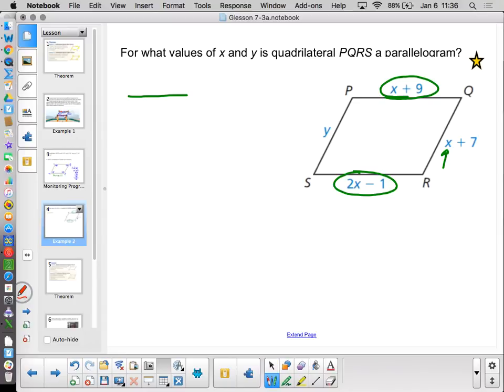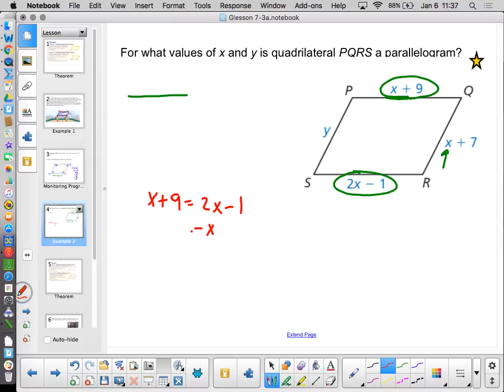Now that that's done, let's just go ahead and review exactly how that was done. It was x plus 9 equals 2x minus 1. So x equals 10. And then 10 plus 7 is going to be 17 for y. So pretty straightforward stuff to get that done.